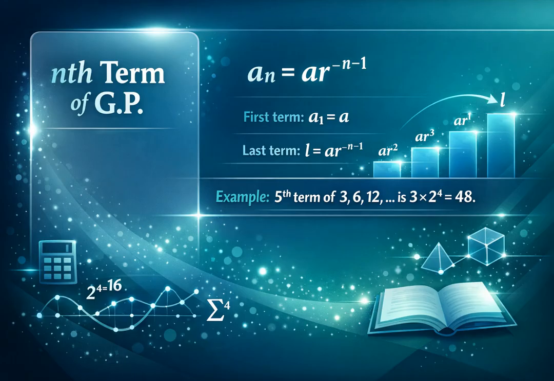The nth term of a GP is an equals a times r to the power n minus 1. The first term is a1 equals a. The last term, l equals a times r to the power n minus 1. For example, the fifth term of 3, 6, 12, 24 is 3 times 2 to the fourth power equals 48.